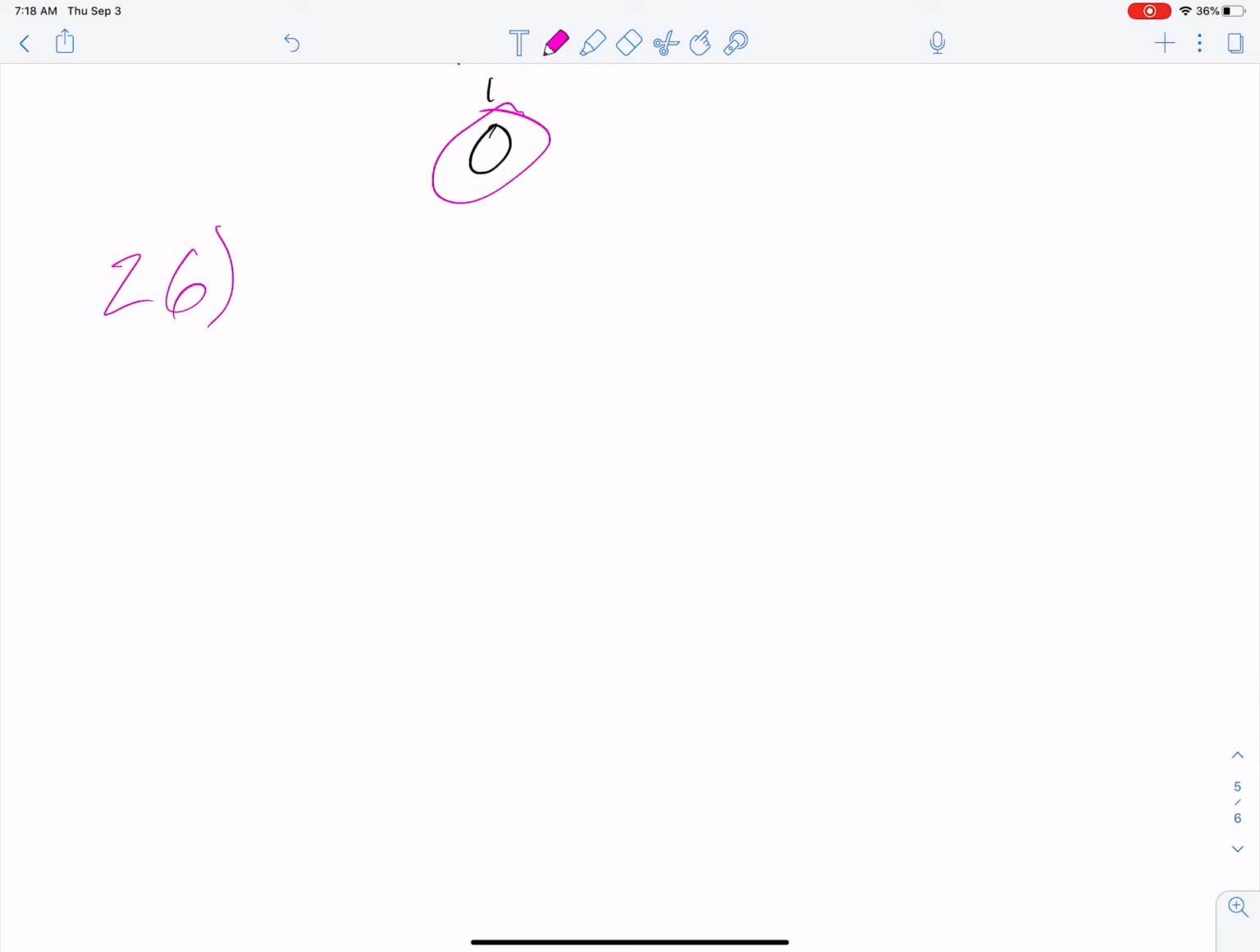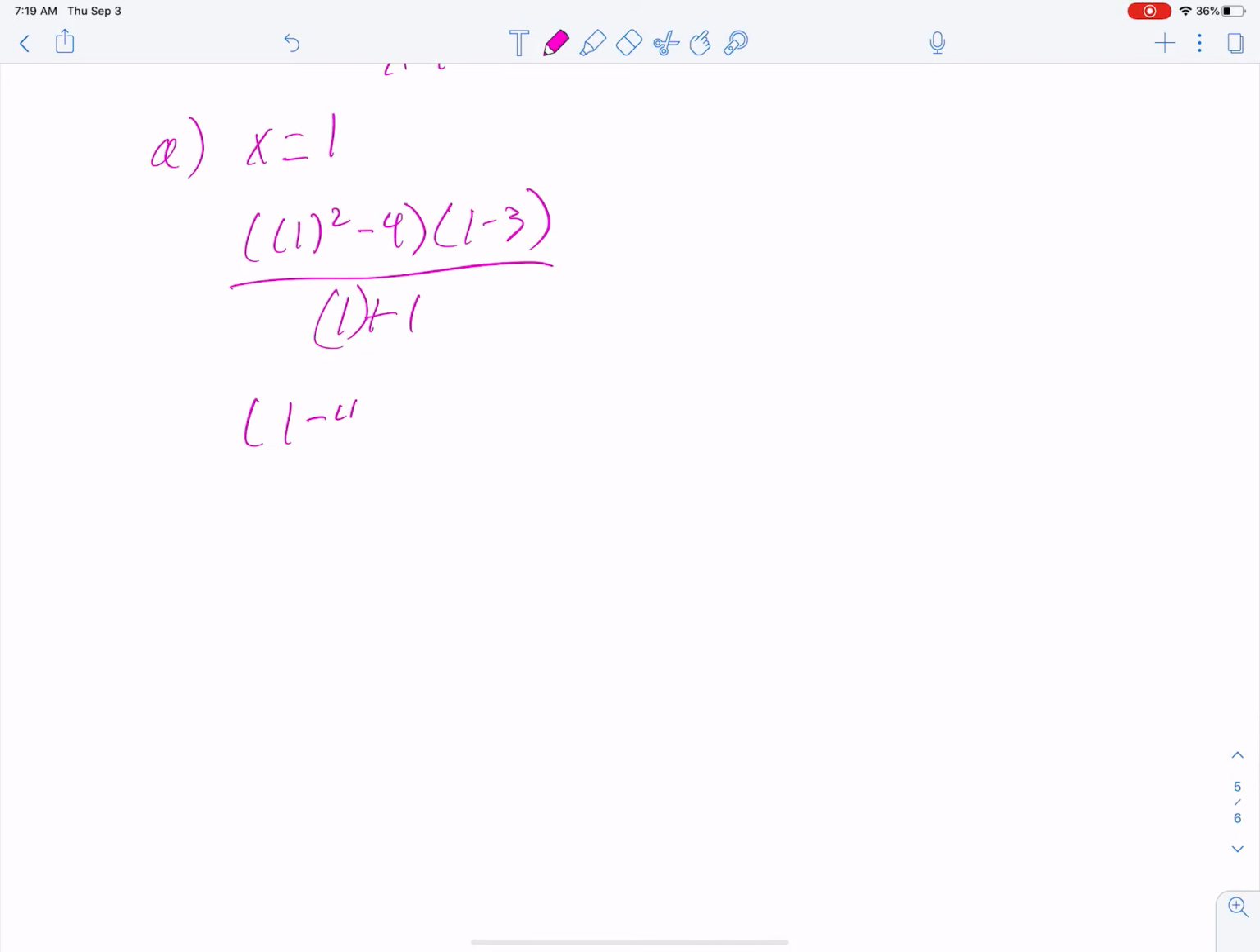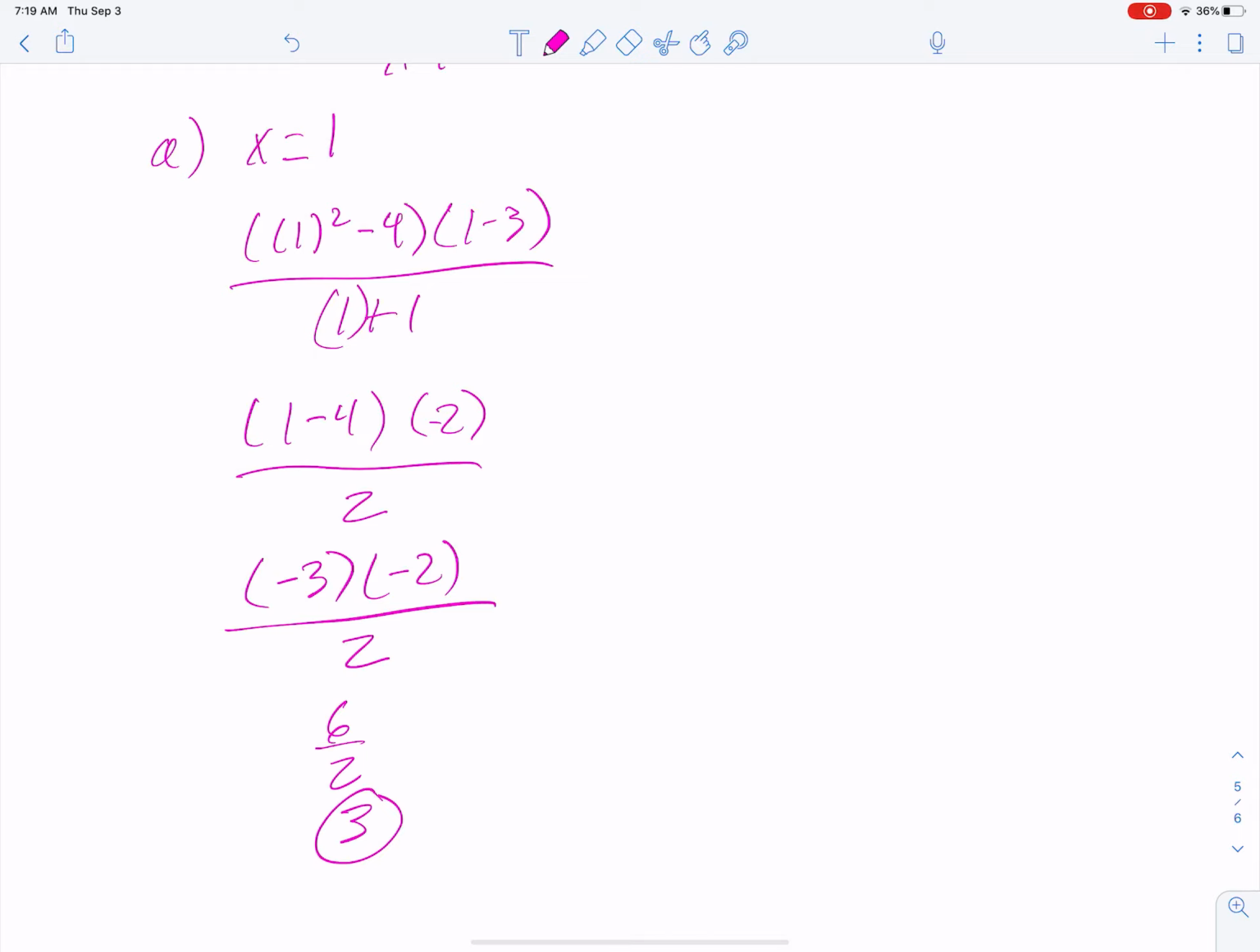So number 26 is x squared minus 4 times x minus 3 all over x plus 1. And for A, x equals 1. So I start with my substitutions. One squared gets me 1. 1 minus 3 gets me negative 2. 1 plus 1 gets me 2. 1 minus 4 is negative 3. Negative 3 times negative 2 is 6. And 6 divided by 2 is 3.